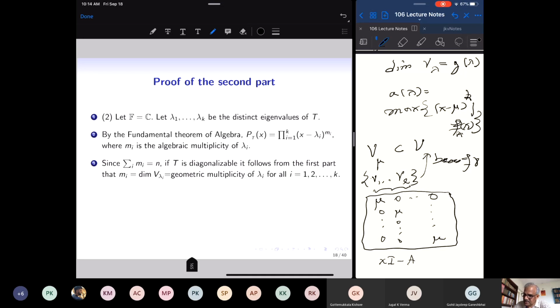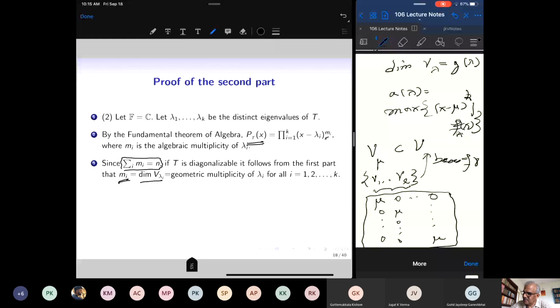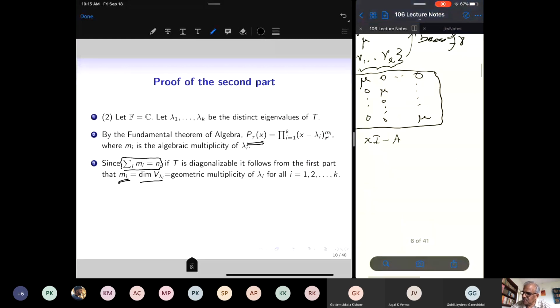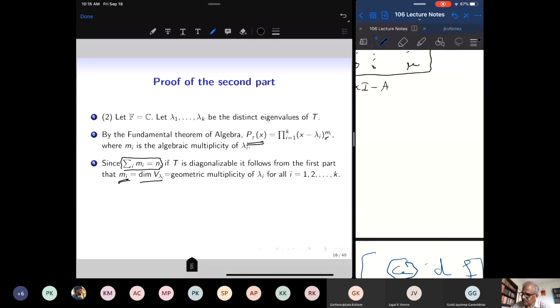Since the degree of the polynomial is n, the sum of the algebraic multiplicities is equal to the dimension of the vector space. So if T is diagonalizable, then there is a basis of eigenvectors, and once there is a basis of eigenvectors, the dimensions of the eigenspaces have to be equal to m i, because the dimension of an eigenspace is smaller than or equal to the algebraic multiplicity.